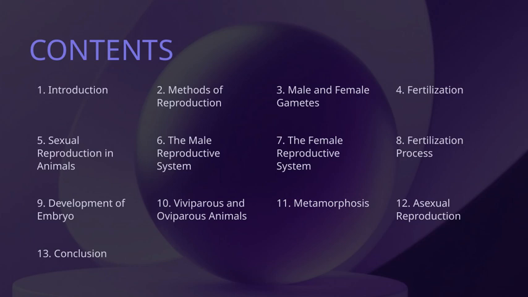Additionally, we'll compare viviparous and oviparous animals to see how different species give birth or lay eggs. Towards the end, we'll discuss concepts like metamorphosis and how it relates to development. Finally, we'll conclude by tying all these ideas together, emphasizing their importance in the biological world. This overview will help us appreciate the diversity and complexity of reproductive strategies across animals.